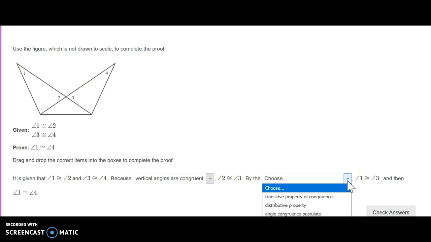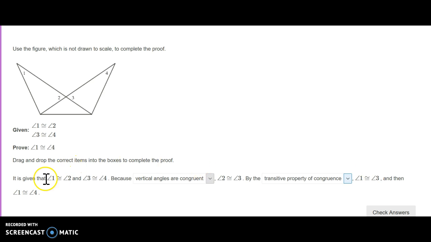What are our options here? And that's the transitive property, which we talked about. Because angle 1 is congruent to angle 2, and angle 2 is congruent to angle 3. The transitive property says if they're both equal to the same thing, they're equal to each other. So angle 1 is congruent to angle 3.